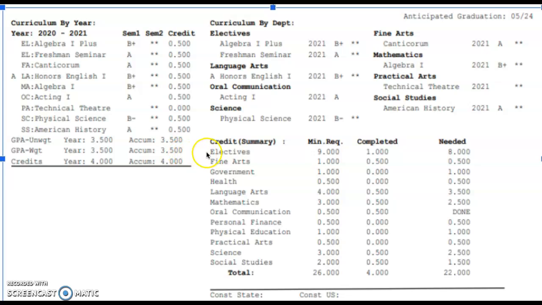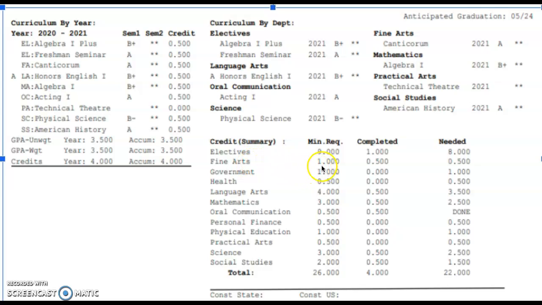Far right bottom is important because that is your graduation credit summary. So it lists all the credits and classes you need to graduate. At the bottom, you'll see that the total credits you need are 26. Then they'll separate them between the types of credits or classes that you need. Electives, you need 9 credits, and those are classes that are just kind of anything you want or that don't fall into a particular category.